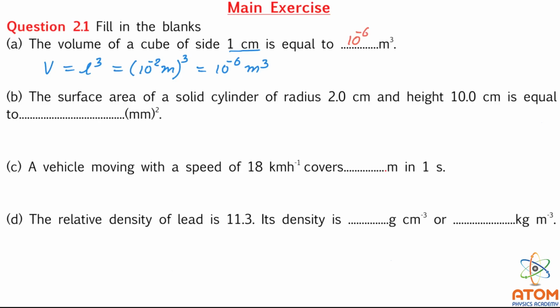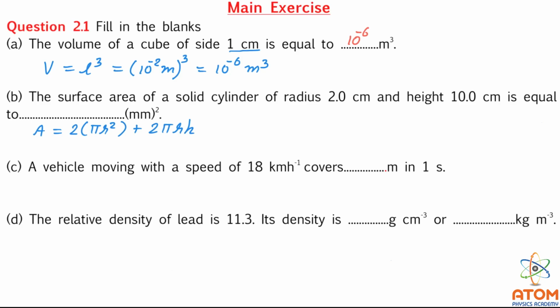The second question is: the surface area of a solid cylinder of radius 2 cm and height 10 cm is equal to blank millimeter square. Okay, now here we need to consider the surface area. Now the surface area of a cylinder will be 2 pi r square plus 2 pi r h. Let me explain this.